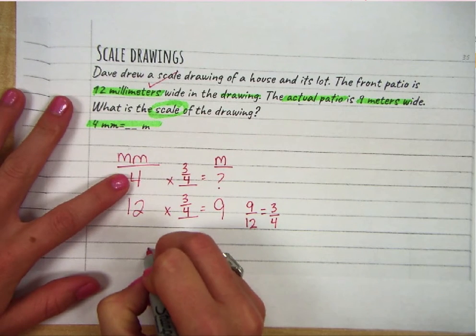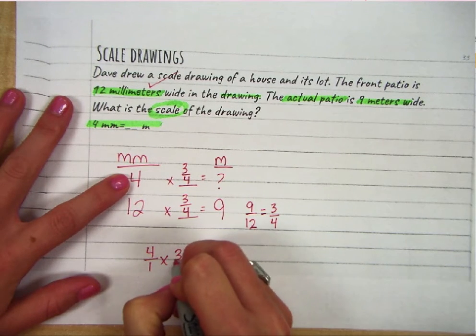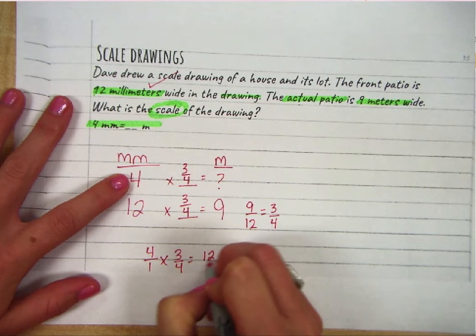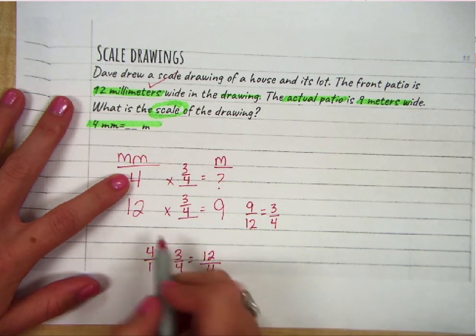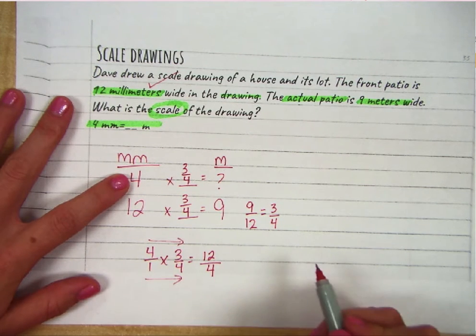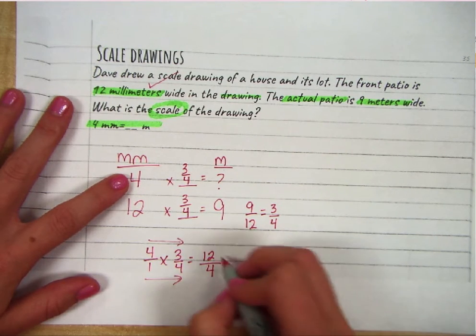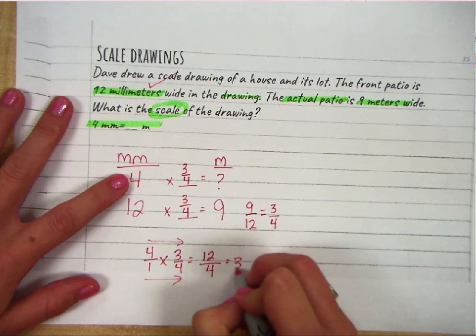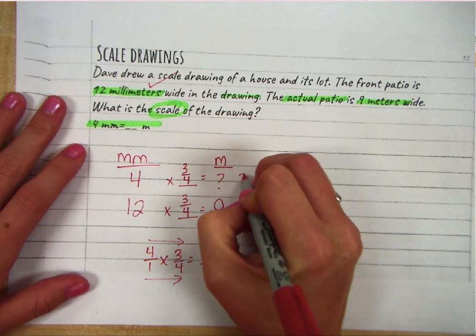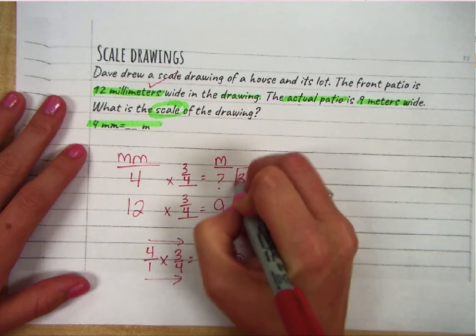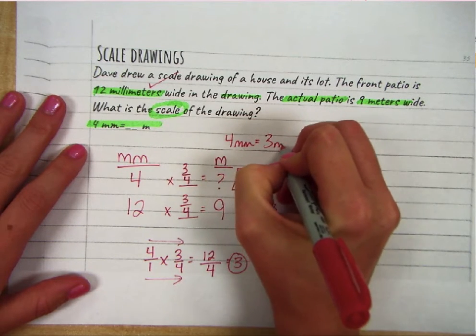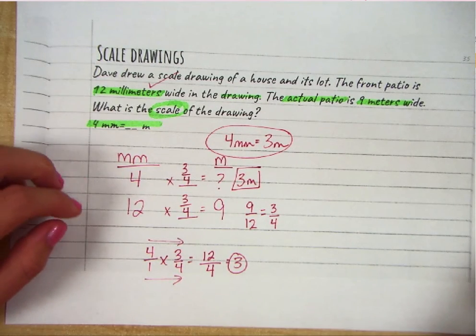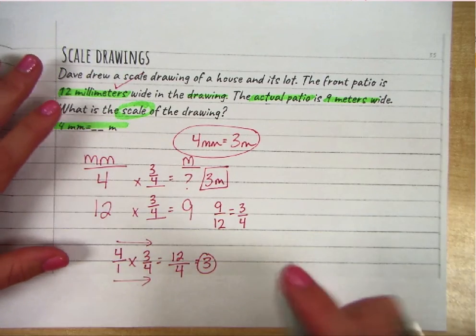So here I'm going to say 4 times 3/4, and I get 12/4. Remember, multiplying fractions, we multiply numerators, and we multiply denominators straight across. 12 divided by 4 is 3. So my answer here will be 3 meters. So 4 millimeters equals 3 meters. Okay? Now, let me show you that other way what we were talking about.